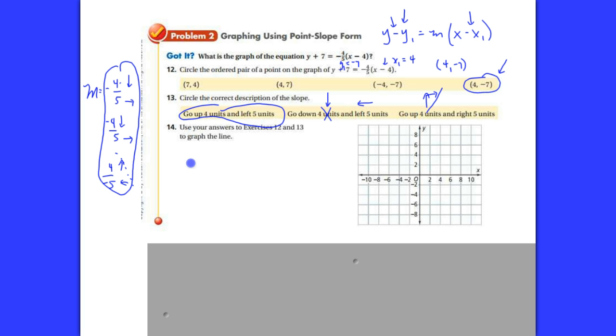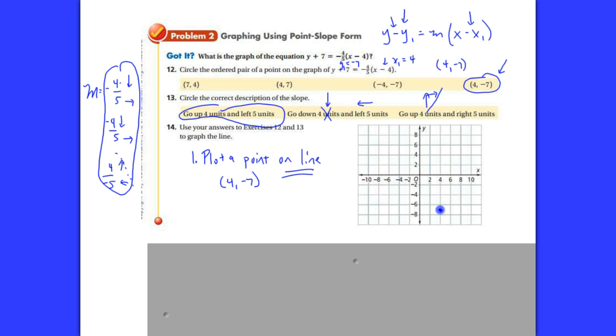So it doesn't matter where the negative sign is in that value. So now it's asking us to graph this line. Use your answers in this exercise to graph the line here. So to graph a line, the first thing I have to do is plot a point on the line. You have to know the point is on the line. There's only one point that we know is on the line, and that is the point 4, negative 7. So let's plot that on the grid right here. 4, negative 7 is right here.